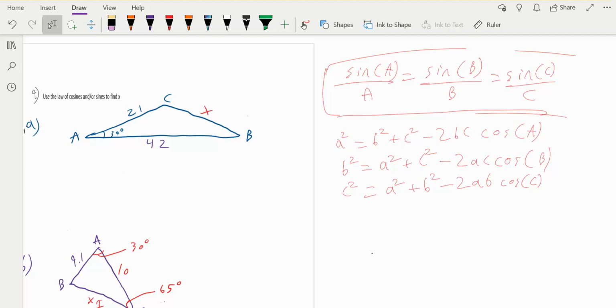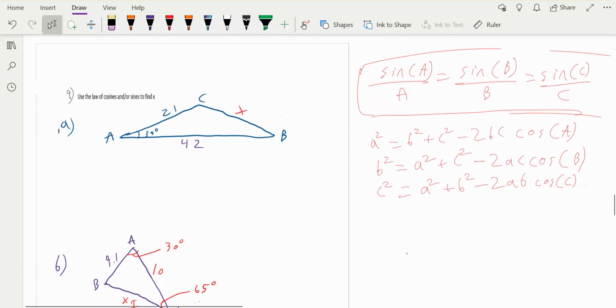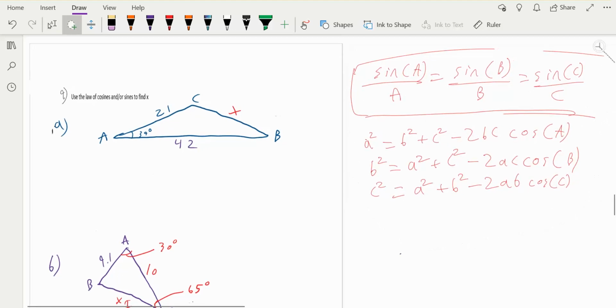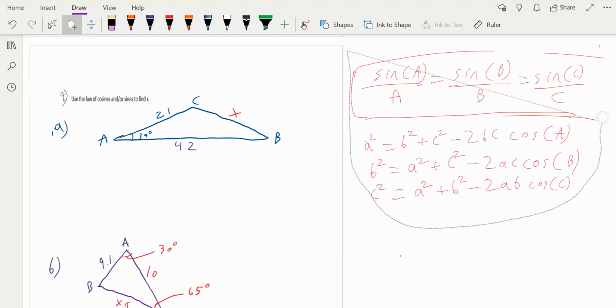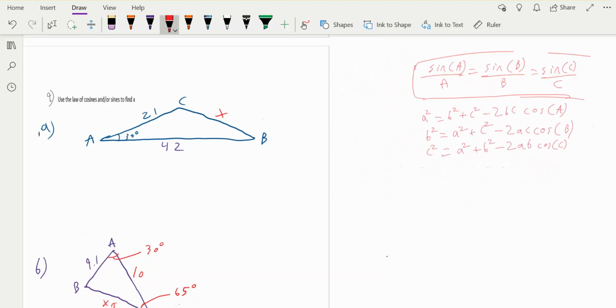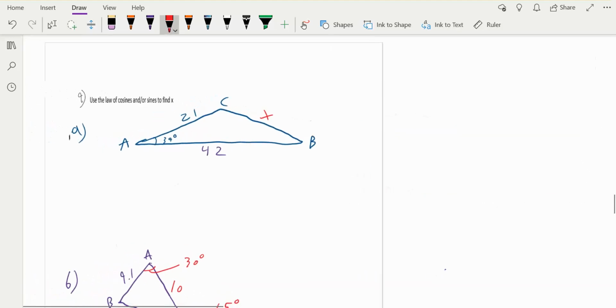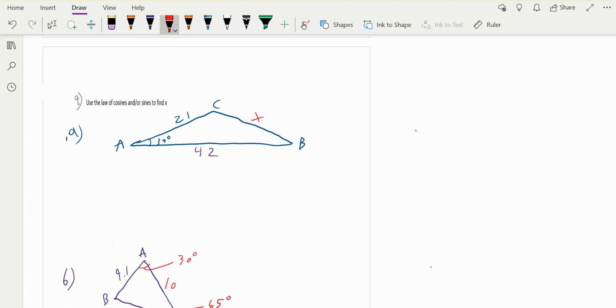Right, let's look at the first one. Question A. First, let's minimize this. So for question A, they gave us side B and side C. They're asking us to find side A. First, I prefer redrawing the triangle with the names that I choose, and writing down all the information that I have. I think it's a good habit to get used to. So let's do that.